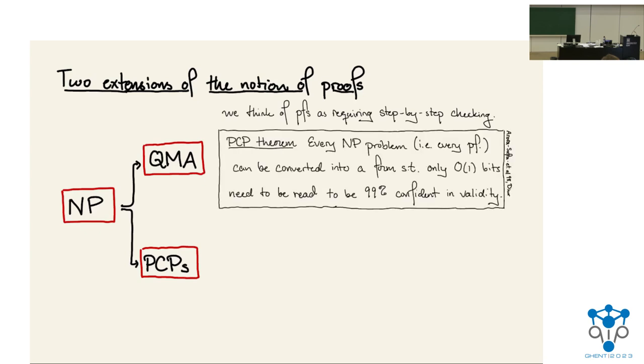But the PCP theorem breaks that intuition, and it says, in fact, you can take every NP problem, every proof, and you can convert it via reductions into a different form such that you only need to read a constant number of bits in order to be 99% confident in the proof's correctness.